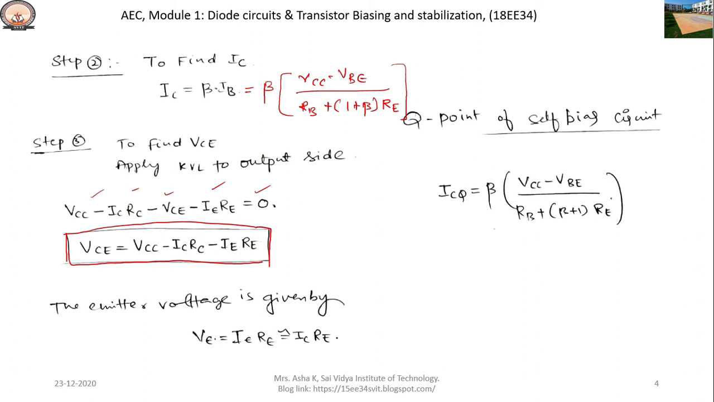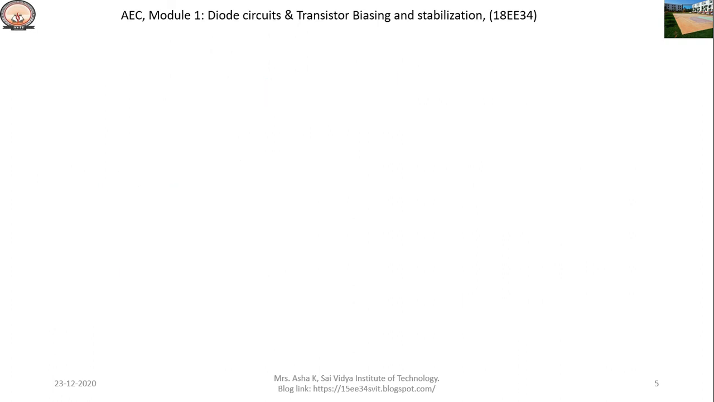Now, for the self-bias circuit, the Q point is ICQ is equal to beta times (VCC minus VBE) divided by (RB plus (1 plus beta) times RE), and the output voltage VCEQ is equal to VCC minus ICQ into (RC plus RE).